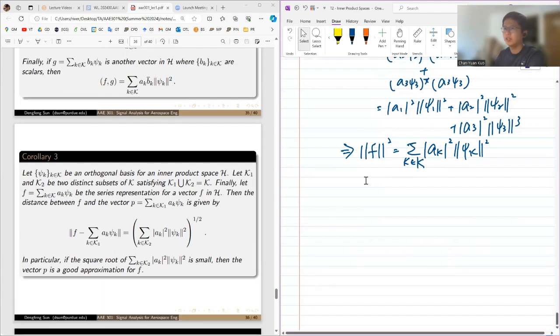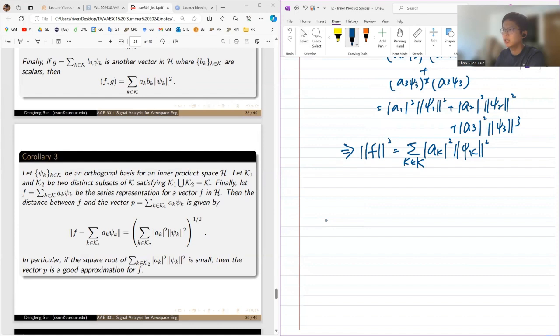And here we have another corollary. So let's go through this corollary together. Here we let this set of vectors be an orthogonal basis for an inner product space H. And we let kappa 1 and kappa 2 be two distinct subsets of kappa, satisfying the union of kappa 1 and kappa 2 equals kappa.